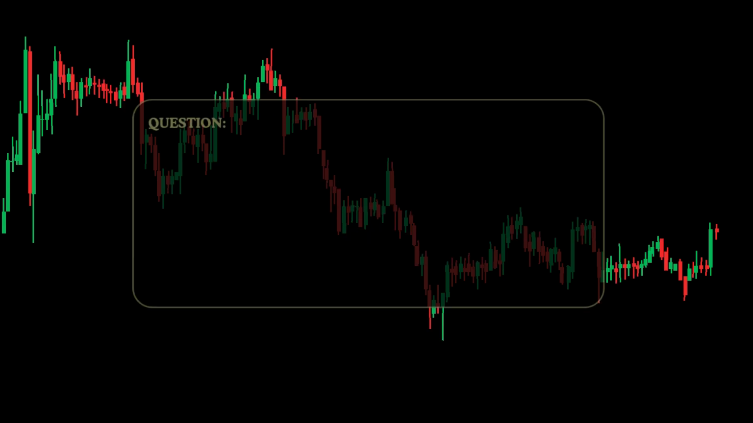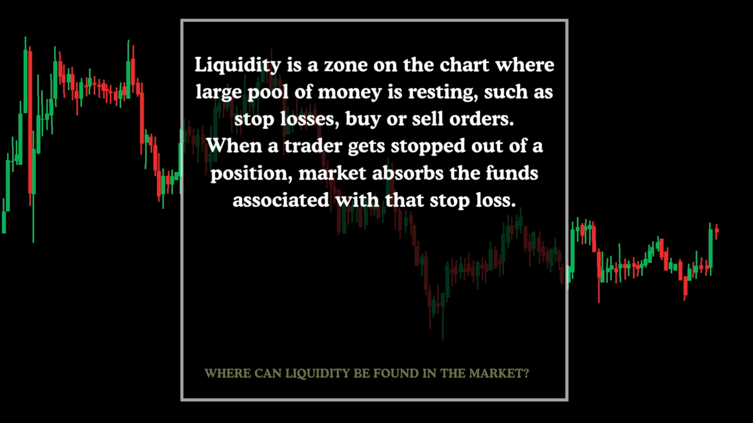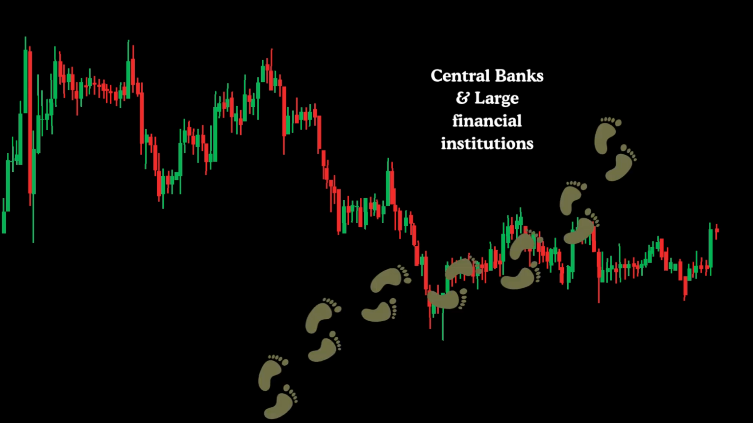Where can liquidity be found in the market? Liquidity refers to a zone on the chart where a significant amount of capital is positioned, including stop losses and pending buy or sell orders. When a trader is stopped out of a trade, the market captures the funds linked to that stop loss. It's often suggested that central banks or major financial institutions might influence the market, crafting situations that mislead traders into thinking they fully grasp price action.